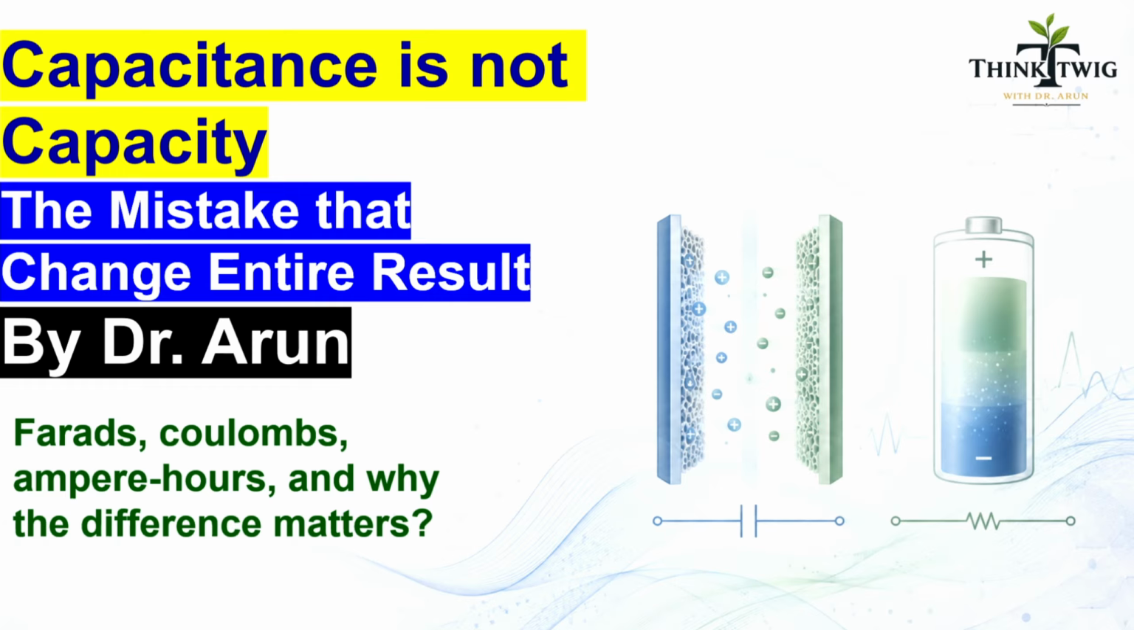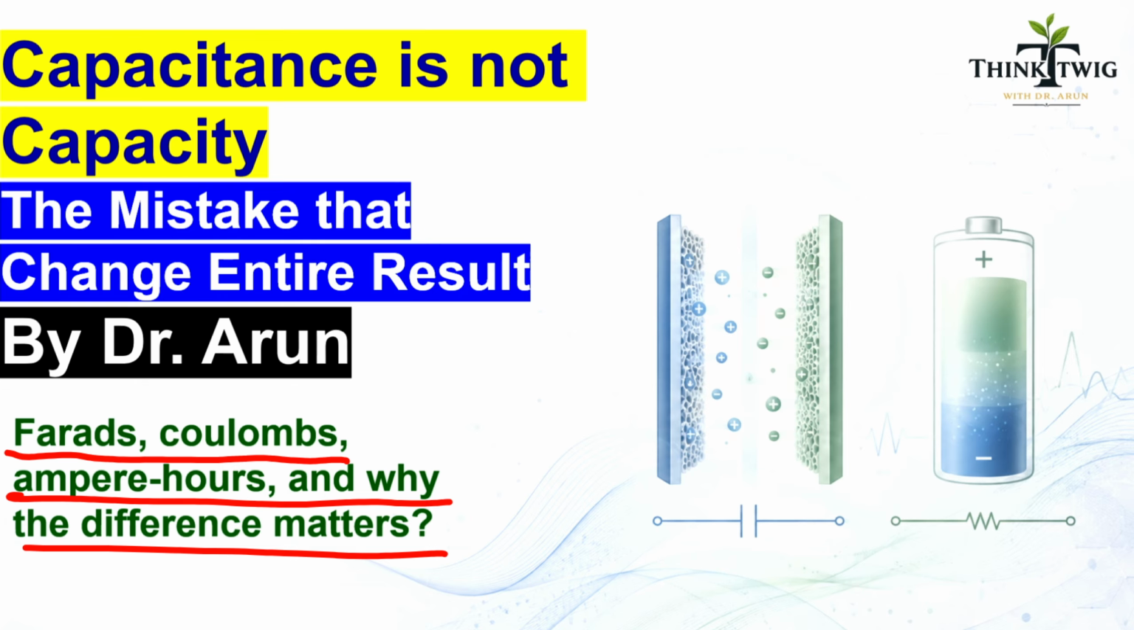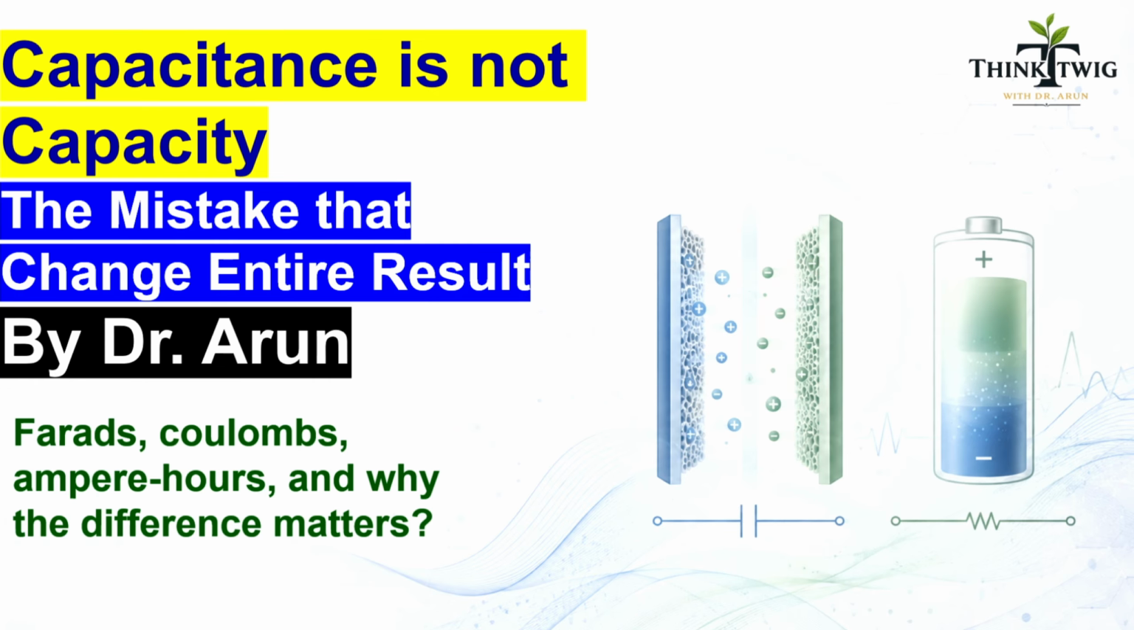In the previous video, we saw that different materials can store charge in different ways. Now we move one step ahead. Once we know how the charge is being stored, how should we report that charge correctly? And in this video, we will connect four very common units: farad, coulomb, ampere-hour, and watt-hour. By the end, the aim is very simple. Whenever you see an electrochemical value, you should be able to tell what that number actually represents.